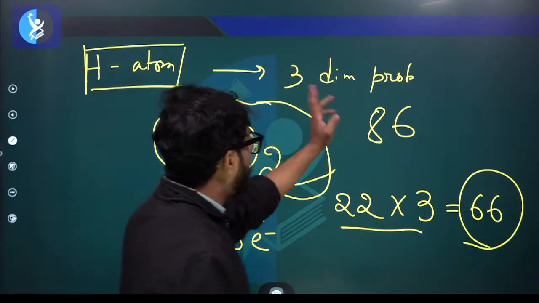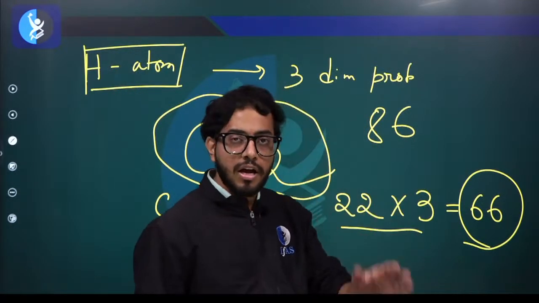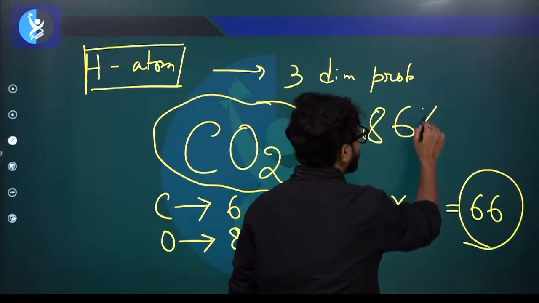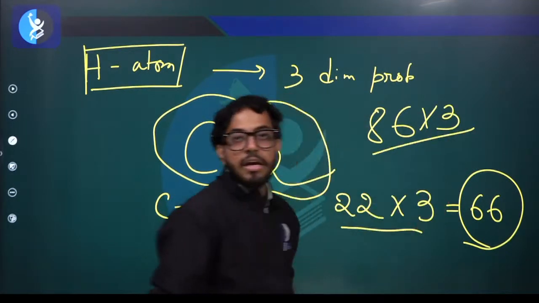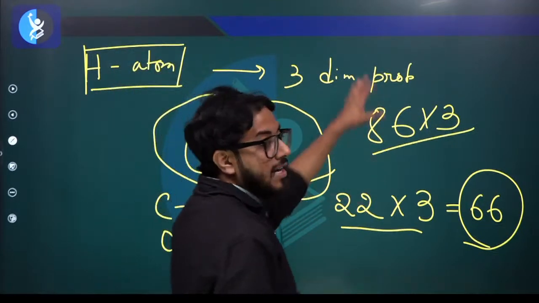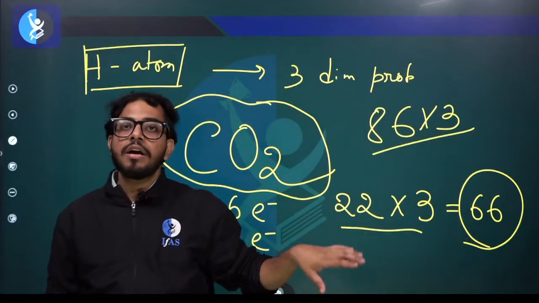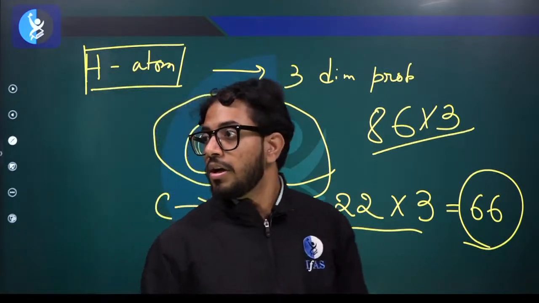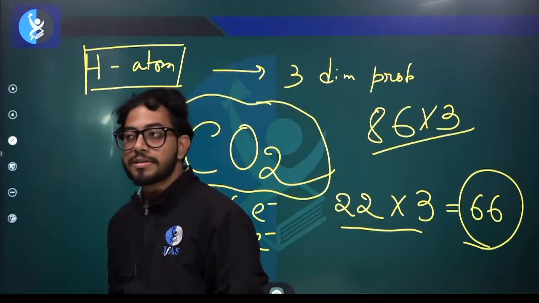So what is the number of coordinates of the Schrodinger equation you need to solve? 86 multiplied by 3. This will be the dimension of the Schrodinger equation you need to solve to know the energy spectrum and the wave functions of that molecule, which is in principle not possible.